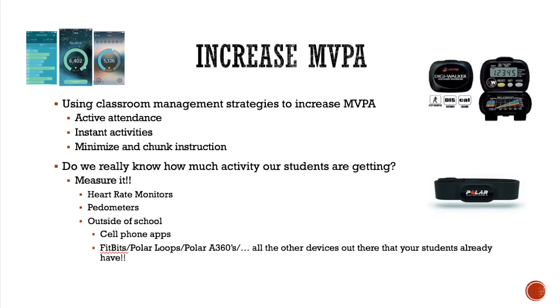It's important that we use classroom management strategies to increase MVPA, and a lot of you should have learned about this in effective teaching. There are very basic things that you can do in order to increase MVPA in your classroom. Things like active attendance. So instead of coming down and sitting in lines when you first come out of the dressing room or when they first come in from their classroom teacher, you can have them do an instant activity. And then while they're doing an instant activity, you can take active attendance.